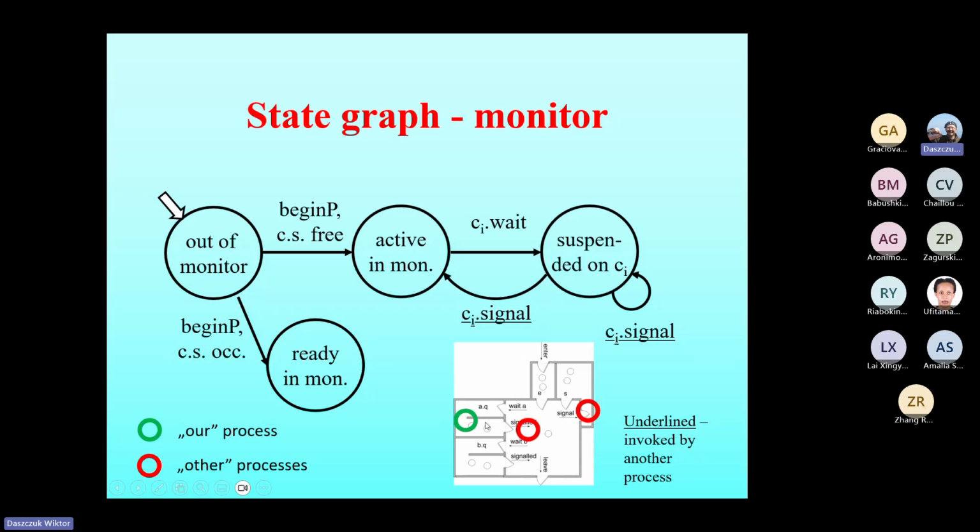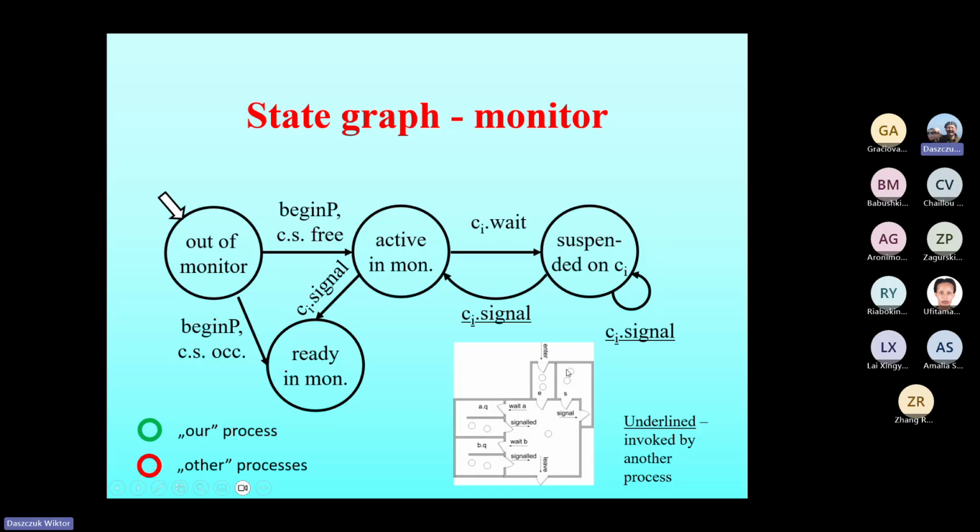This shows this situation. We had two processes waiting on a condition. One of them is resumed, but it is not our process, it is red, and our process still waits. This was signaling a condition by another process.